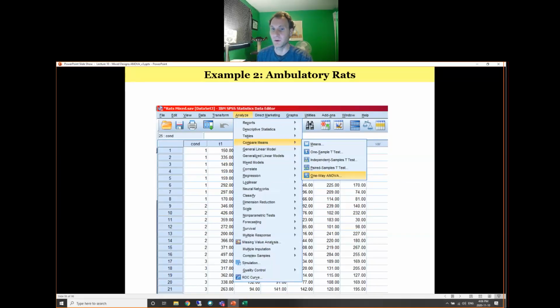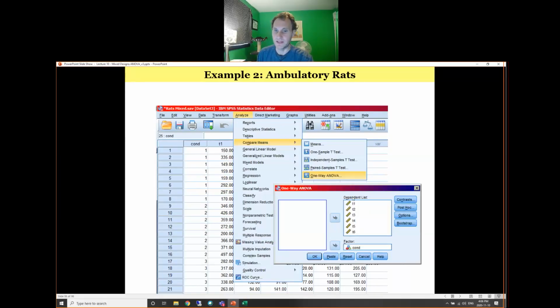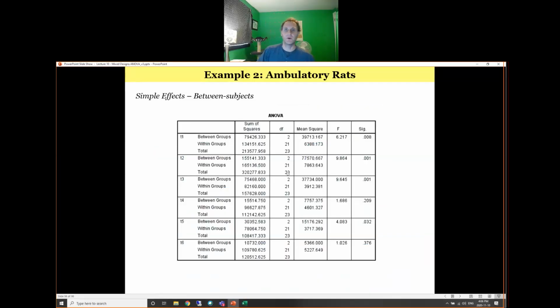I could come to my one-way ANOVA and put each time period in my dependent variable list. So this is essentially saying do a one-way ANOVA at each time period. It's kind of another way of splitting the file. It's just doing it separately for each time period. And when I do that, it will give me the one-way ANOVA at each time period.